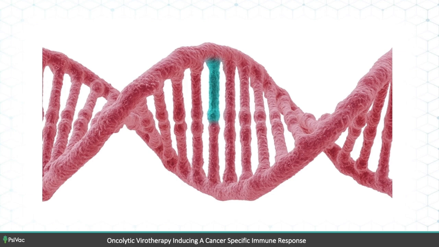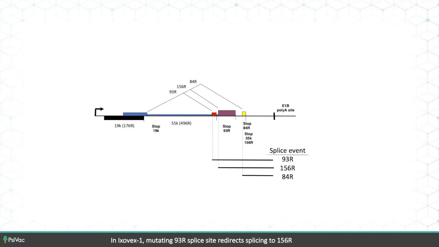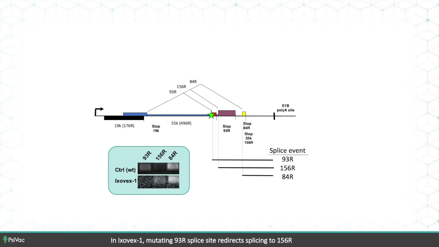How is this achieved? Our unique approach is to introduce a single base pair mutation at a specific splice site in the E1b region. This single base pair mutation, we have been able to demonstrate, enhances selectivity without hampering the replication efficiency of PsiVac in cancer cells. So how does PsiVac selectivity compare with other viruses?